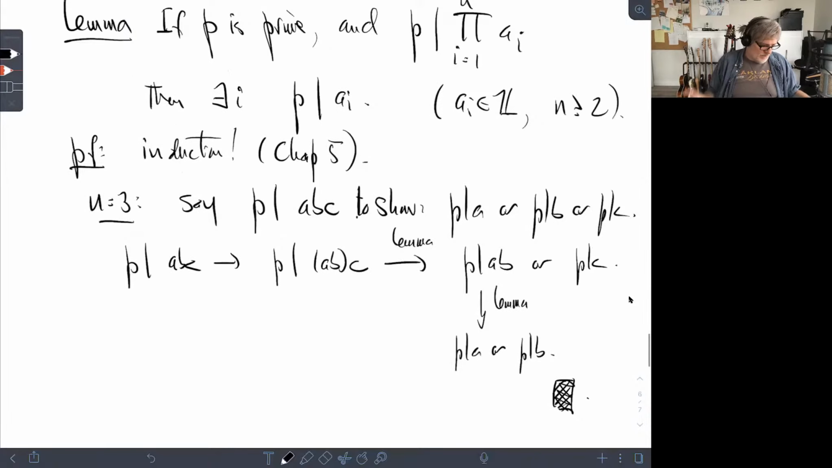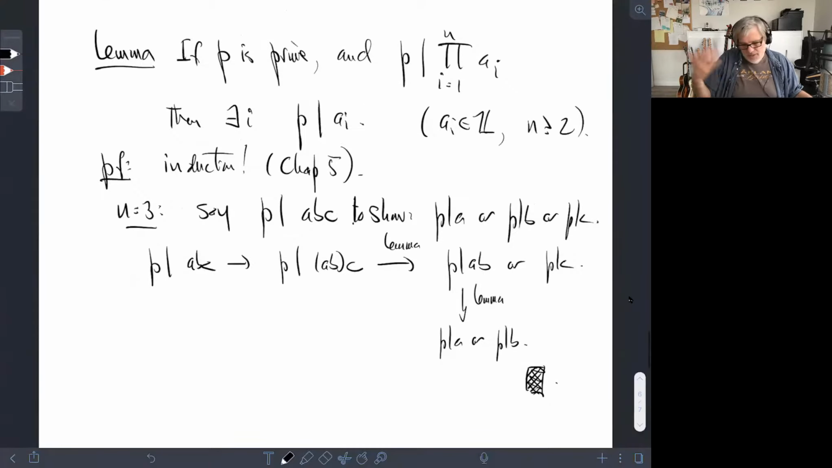But you see, once you have it for 2, obviously it works for any number of factors. How are we doing all the time? I have no idea because I didn't pay attention. Very smart.